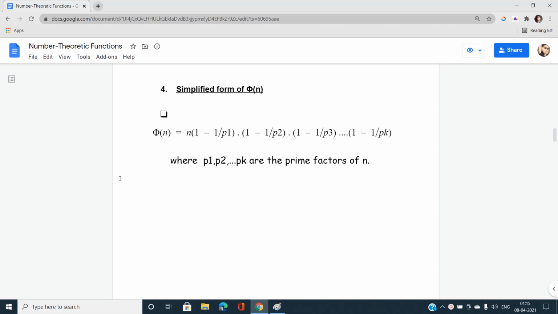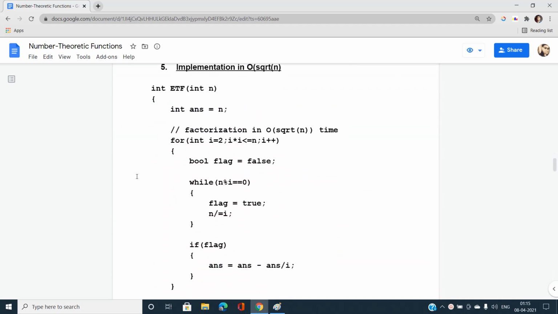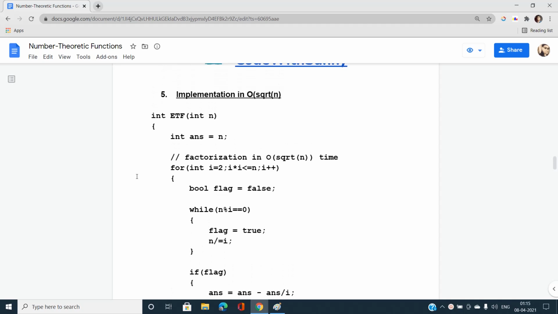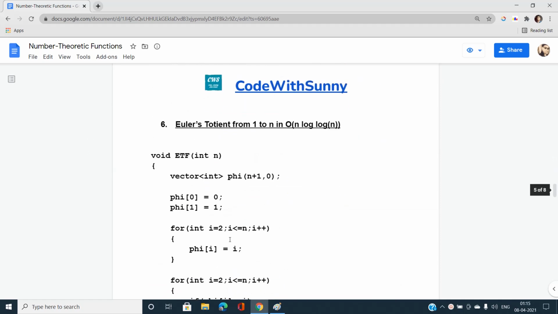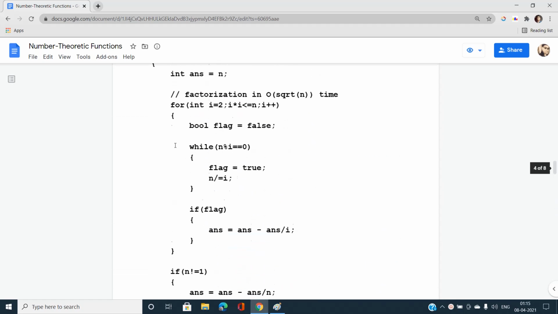And what is that main role? To find the best implementation. As I've already said, I'm going to provide two implementations related to this algorithm: an implementation in O of square root of n, and an implementation of Euler's Totient function from 1 to n in O of n log n, that is, for all the numbers in the range 1 to n. So let's head over to the first implementation.